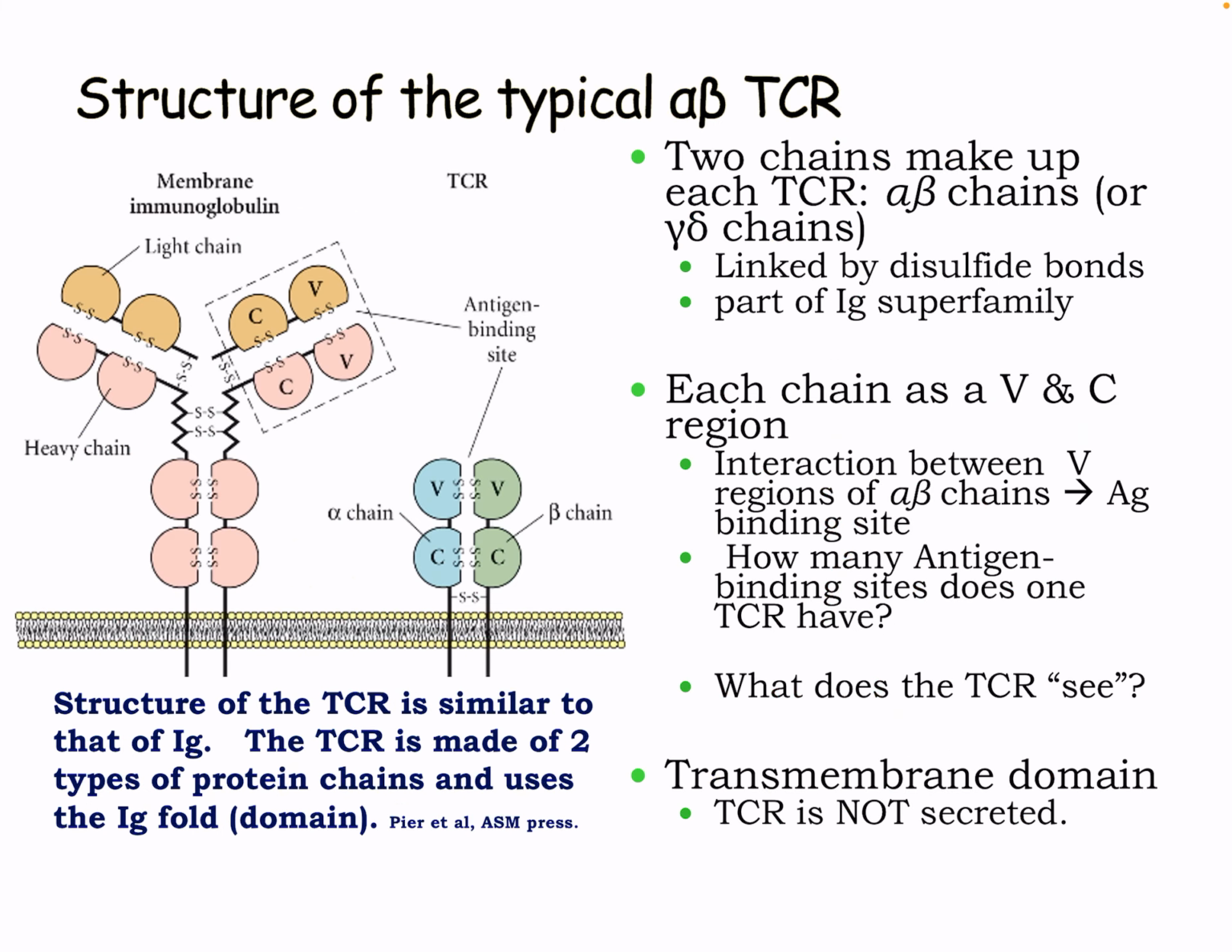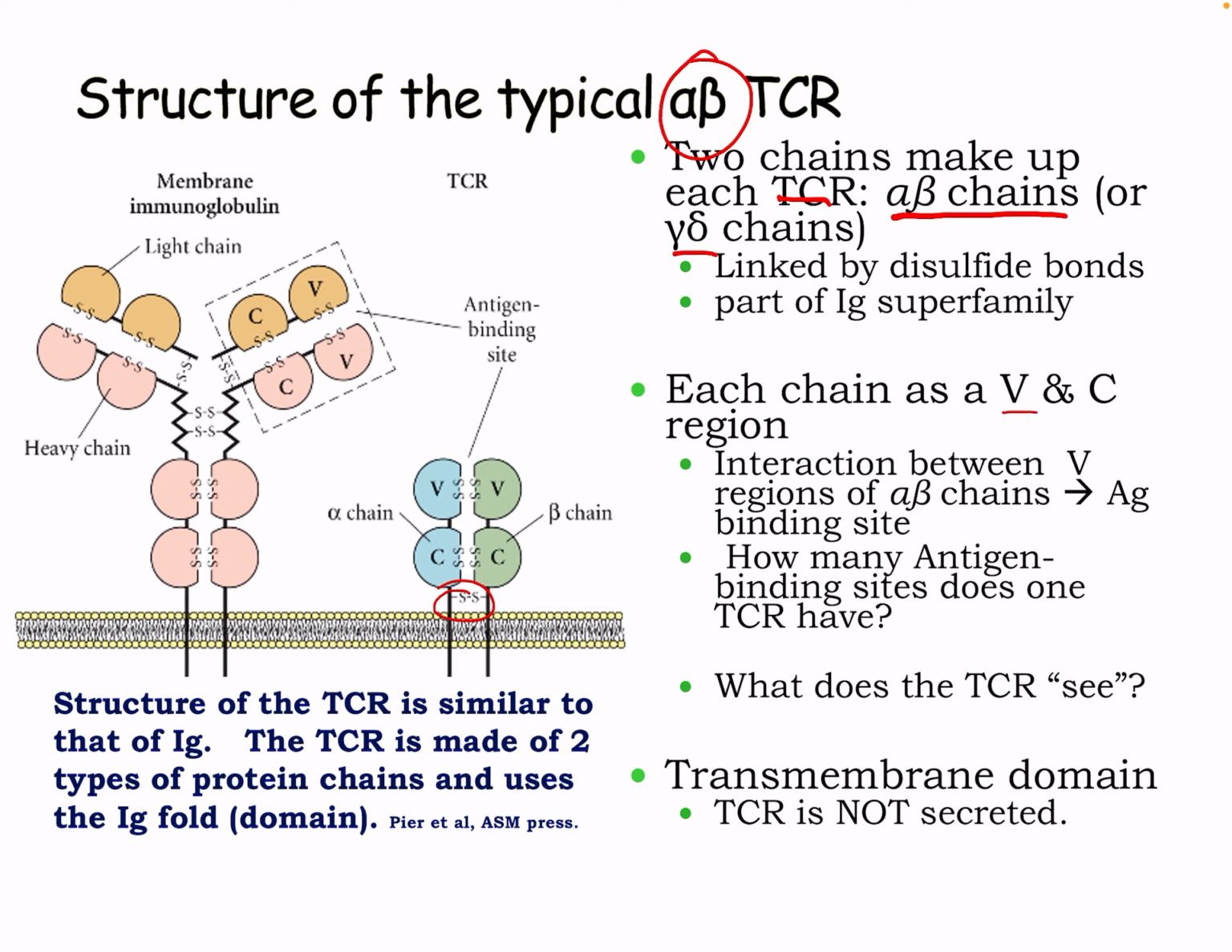As we mentioned, we have our alpha, beta, and gamma, delta. So we're going to start with our alpha, beta T-cell receptor. There are two chains which make up each T-cell receptor, alpha, beta chains, or the gamma, delta. These are linked by disulfide bonds. You see here, two sulfides, and they are part of the immunoglobulin receptor superfamily.